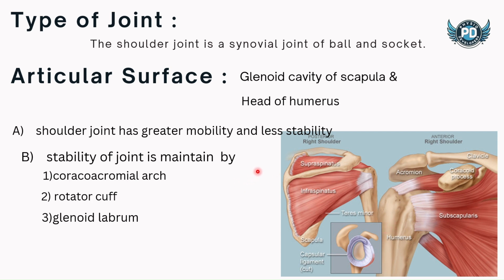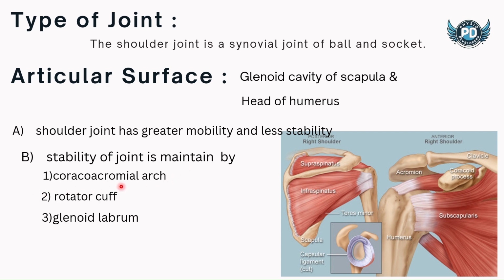In this, we have to mention two important points. First one is shoulder joint has greater mobility and less stability. Why it has greater mobility? The shoulder joint has more movements like flexion, extension, medial rotation, lateral rotation, adduction, abduction, like that. And due to more movements it produces, it has less stability. That stability of shoulder joint was maintained by three important ones.